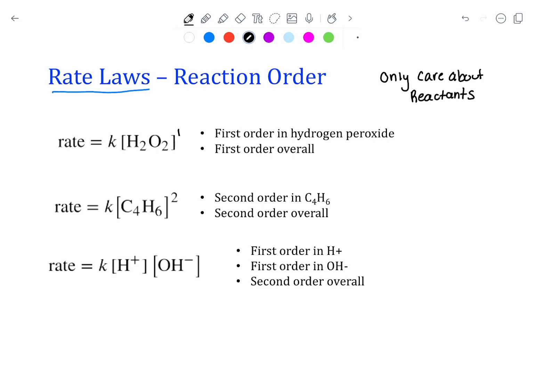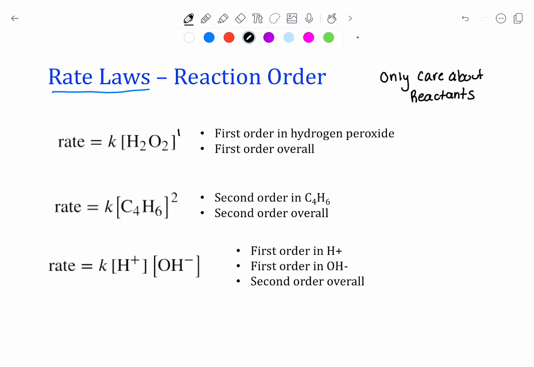This means that we have a second order in C4H6 and it's second order overall, meaning that C4H6 is the only reactant that contributes to the rate of the reaction, and no other reactant is either present or contributes to the rate of the reaction.